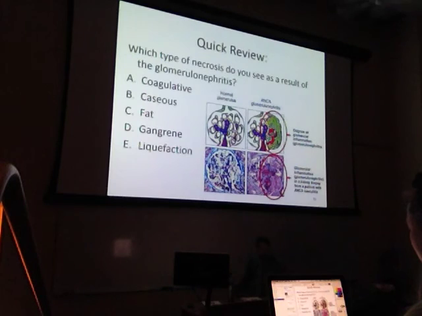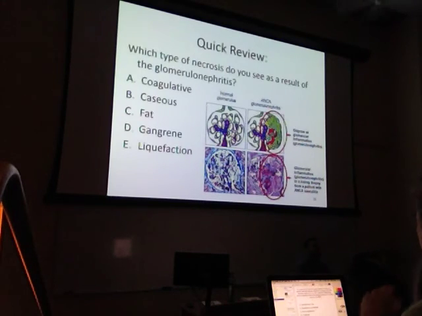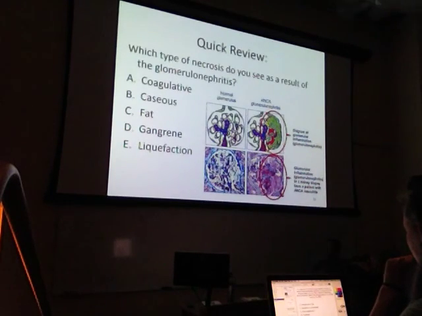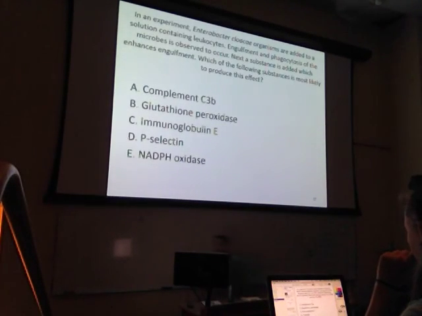Why? Why is it coagulative? Because it's found in organs like the kidney, heart, the spleen, right? Pancreas. It follows the vascular tree, and it leads to this wedge-like appearance. Very good. Okay.